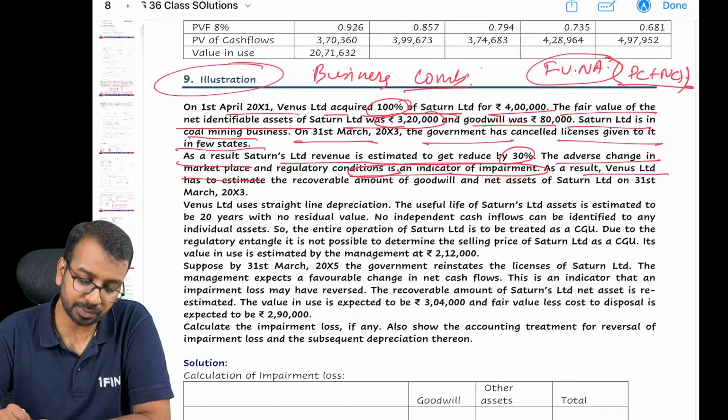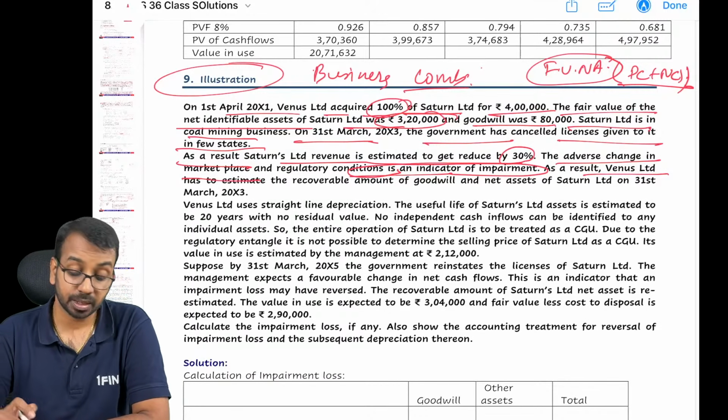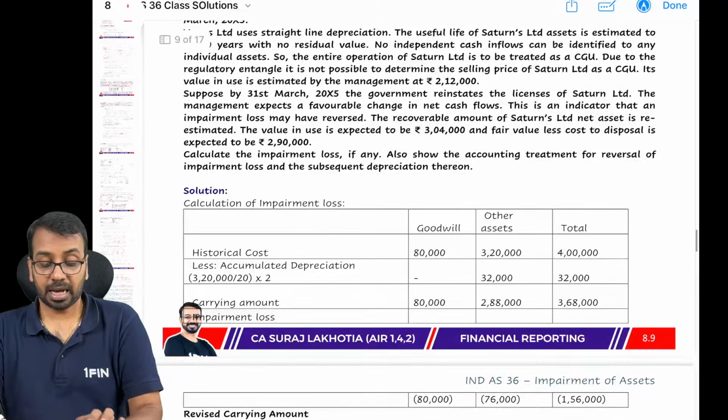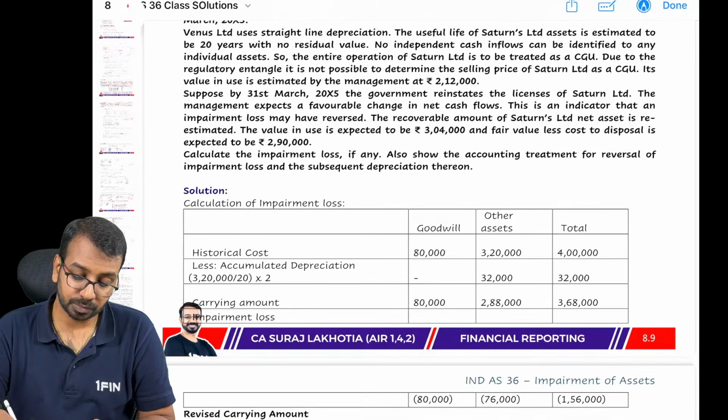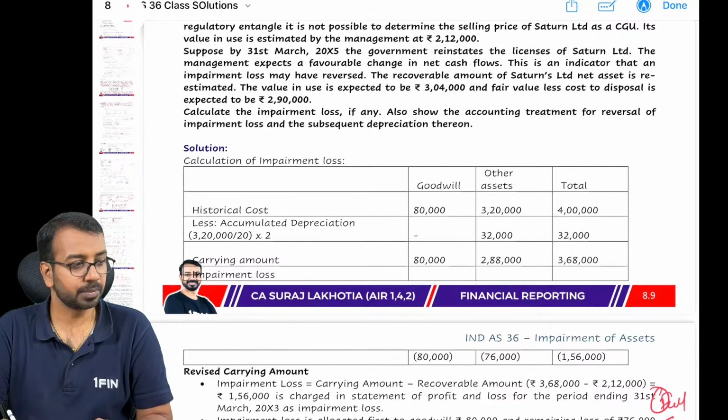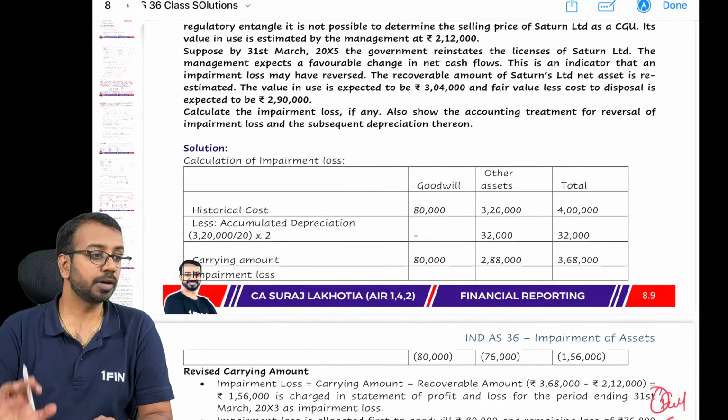Venus Limited uses SLM depreciation. Useful life of asset is estimated to be 20 years. Okay. So in this case, what you have to keep in mind is, first, I have to calculate the carrying amount of other assets. 320 minus 32, 288. You have to calculate carrying amount of other asset.